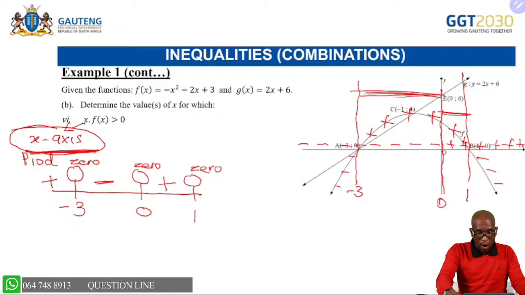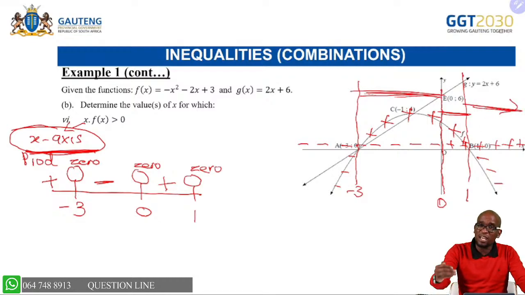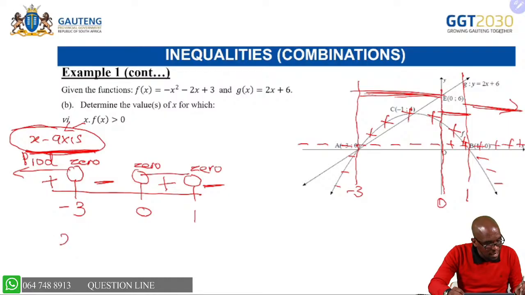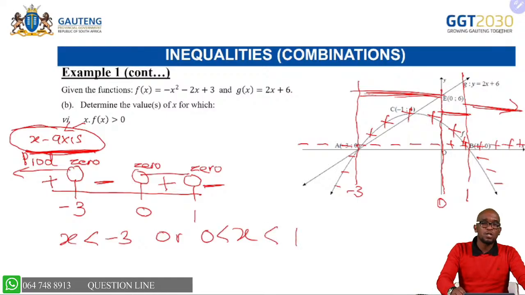If we check from 1 up until positive infinity, we're going to focus on this region here. There you see that the x-axis is positive, but the graph of f is negative, or below the x-axis. So the combined effect would be negative. We are looking for our answer where the combination is positive. So it occurs when x is less than minus 3 or when x is in between 0 and 1. That is where we get the solution set to this higher order question.